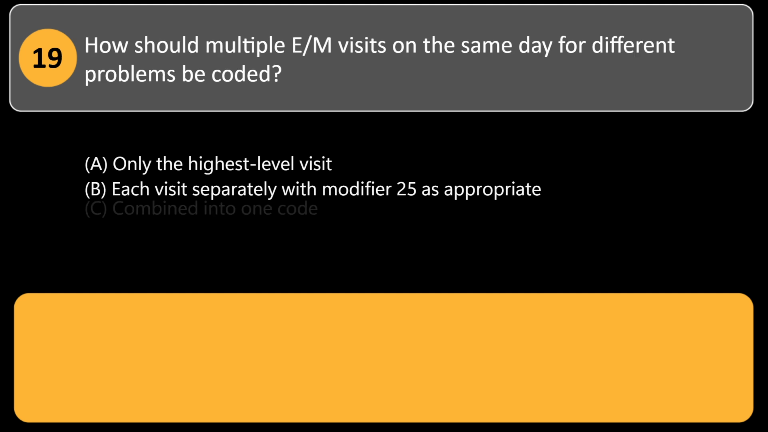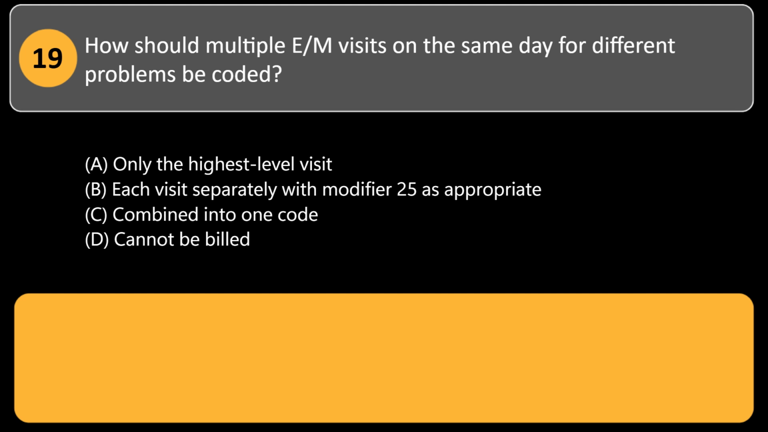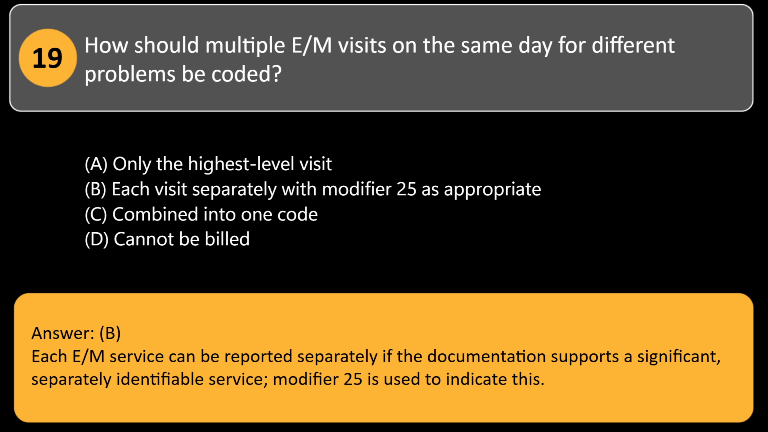How should multiple E/M visits on the same day for different problems be coded? A. Only the highest level visit. B. Each visit separately with modifier 25 as appropriate. C. Combined into one code. D. Cannot be billed. Answer: B. Each E/M service can be reported separately if the documentation supports a significant, separately identifiable service. Modifier 25 is used to indicate this.